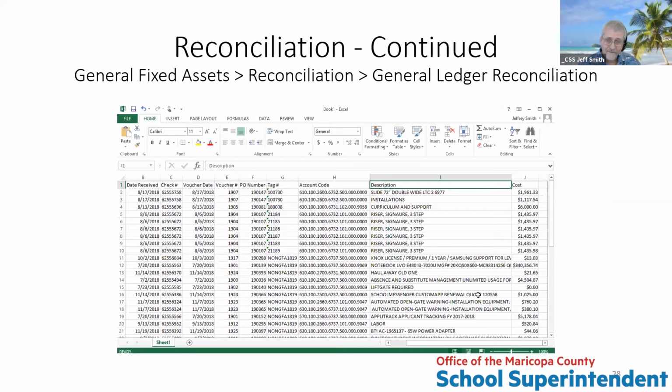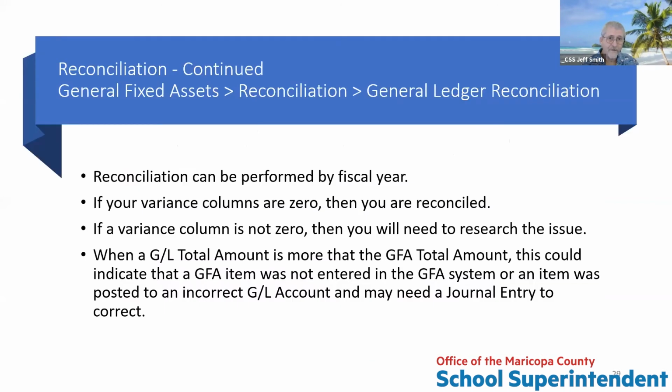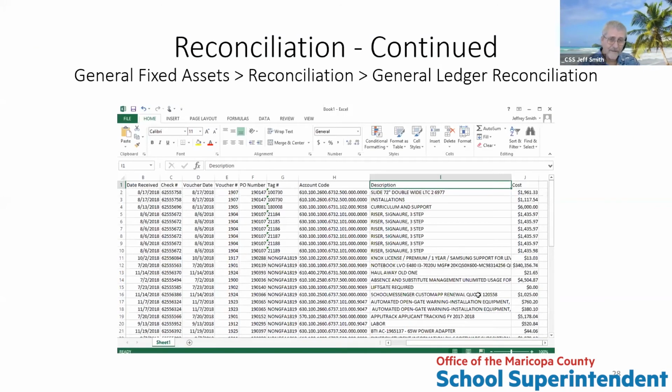And then filter as much as possible so you can narrow it down. You could narrow it down possibly by voucher number, possibly by date, and then just go line by line or section by section until you find out what is left. And then that would be what is included in your variance. Once you know what your variance is, then you may need to enter the item on the GFA side, or you may need to have a journal entry made to correct the account that it was posted to incorrectly.